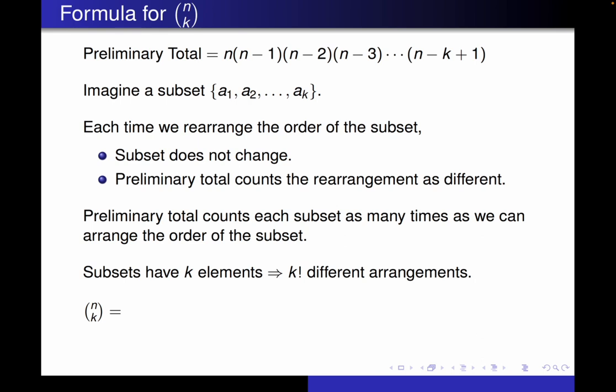So in order to find n choose k, we take our preliminary total, but that counts each subset k factorial times. To compensate for that, we're going to divide by k factorial to get the correct number of subsets.